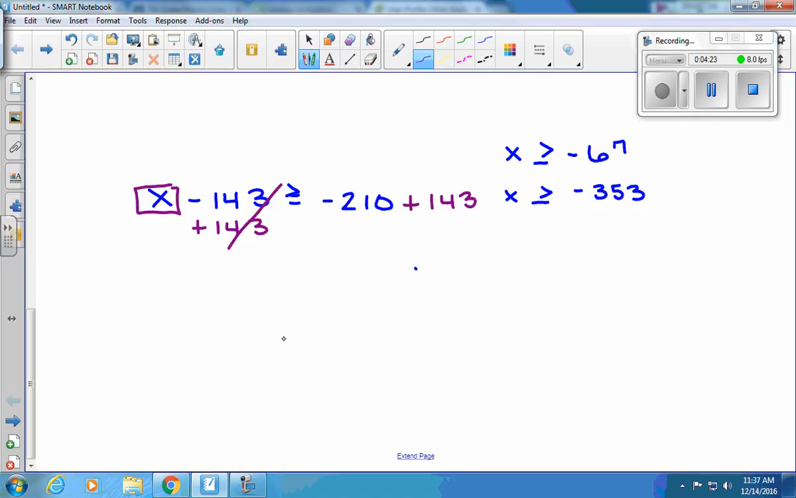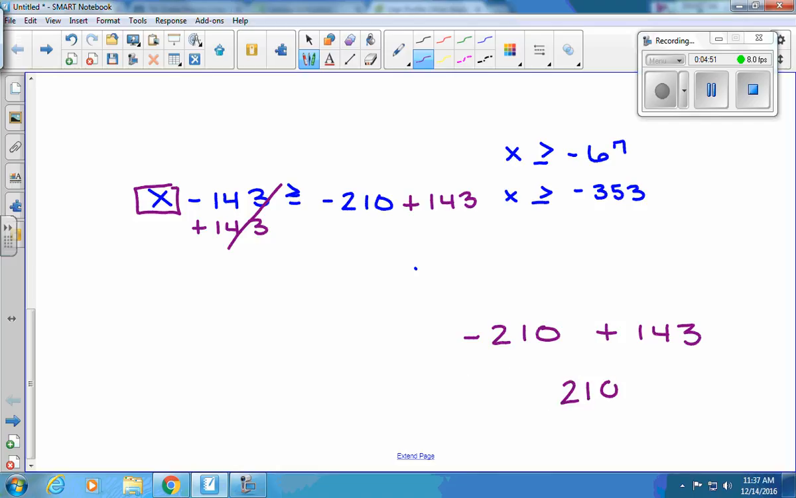Now, you guys, if the inequality part throws you off, just do it as a normal problem as integers. Negative 210 plus 143. Let's think about the rules. Is it an addition problem? Yes, we don't have to change anything. Then the song says, same signs keep and add, different signs subtract. Are we dealing with same signs or different signs? Different signs. So what do?